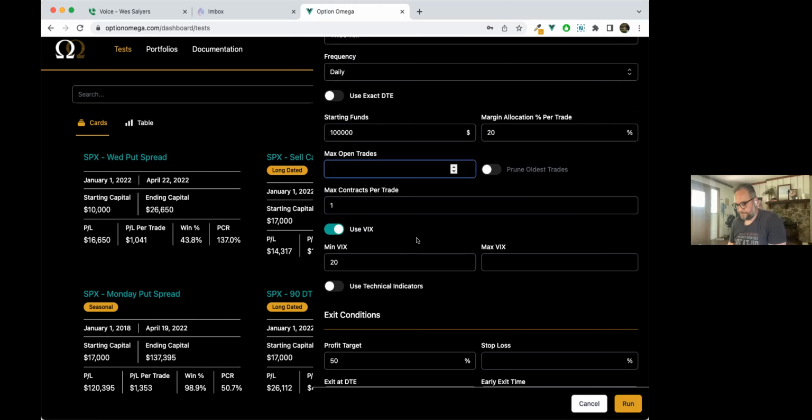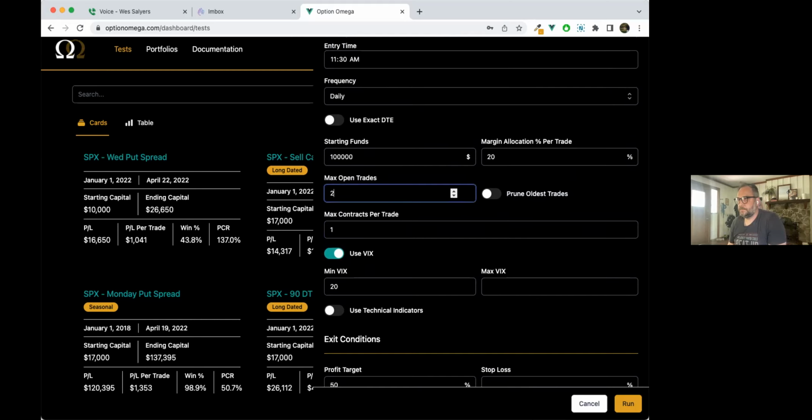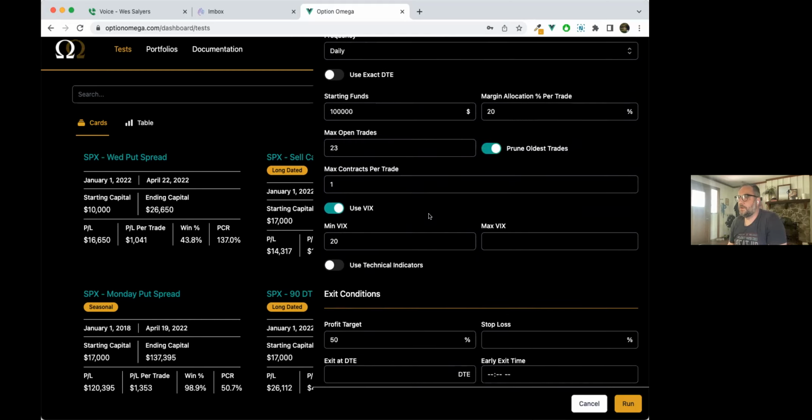So it looks like we'll have 23 on before we start taking something off. Okay, let's just do that. We'll take the oldest one off as it goes.